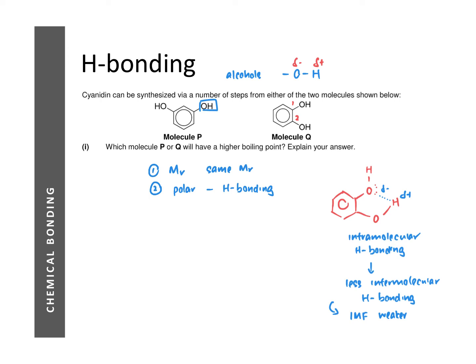Okay, if you compare it to molecule P, now the two hydroxyl groups are further away, therefore the hydrogen atoms cannot interact well with the lone pairs on the oxygen atom because they are too far apart. In fact, these two hydroxyl groups are in a 1-3 position, so they are too far apart for any intramolecular hydrogen bonding. Therefore, molecule P would have more intermolecular hydrogen bonding, and therefore it would have stronger intermolecular forces.